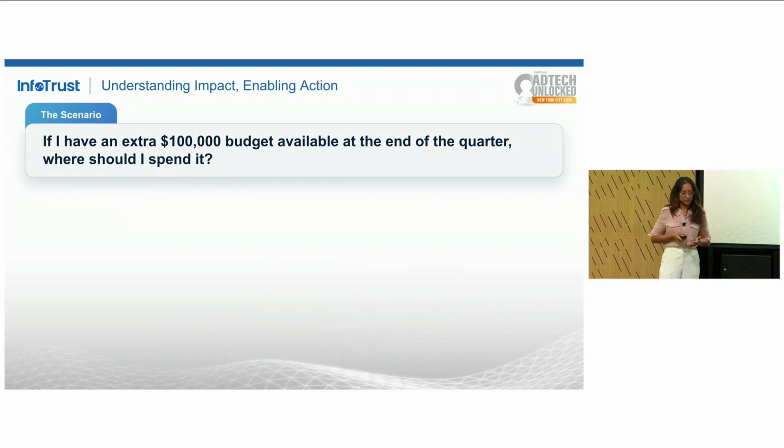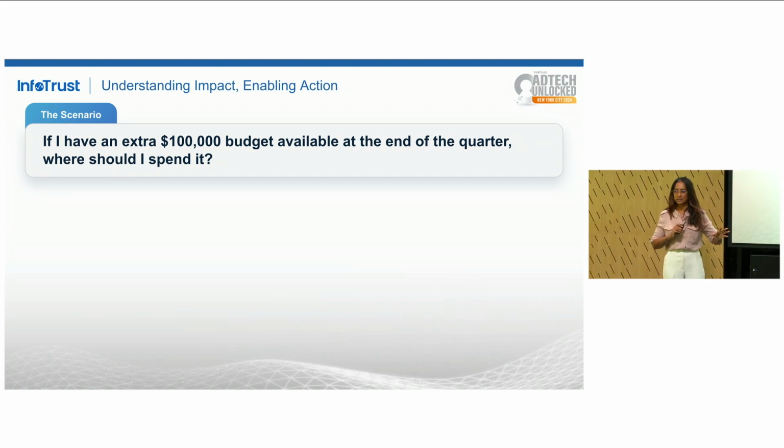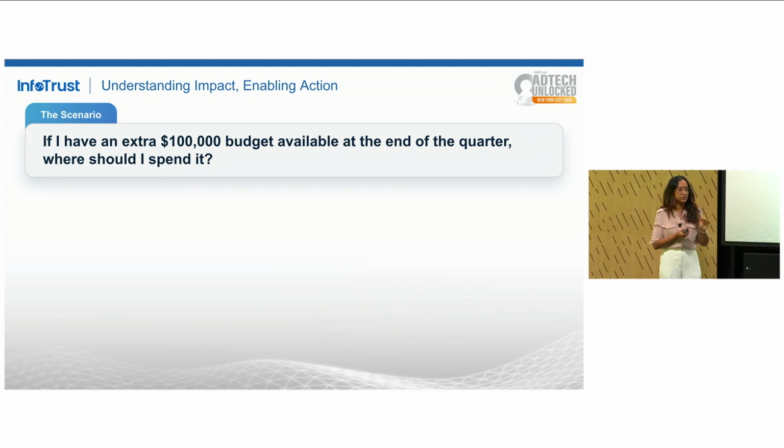So let's say you have an extra 100,000 budget available at the end of the quarter and you want to know where to spend it. What would that look like using regression-based attribution? Well, along with using this attribution tool, we'll build something else called a scenario planner. And this helps you take in all that historical data, use the attribution tool, and guide you and tell you where you need to spend it and how much of your budget you need to spend on each of those tactics.